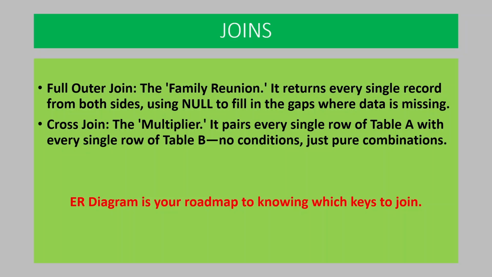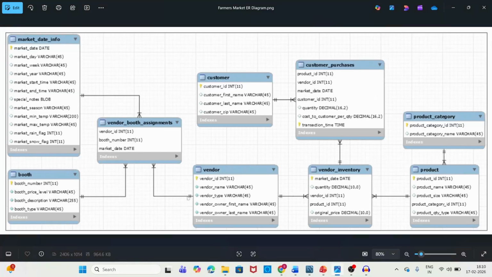Also keep in mind, the ER diagram is your roadmap to knowing which keys to join. Without the ER diagram, when you don't have any idea about it, it will be very difficult for you to use the join statement because you wouldn't know. Unless you know that the customer ID column is common for both customer and customer purchases, you can't use a left join or an inner join without knowing the common column name, because you have to mention that in the condition using the ON clause. So the ER diagram is the main thing. Try to understand this first and then start writing the query.